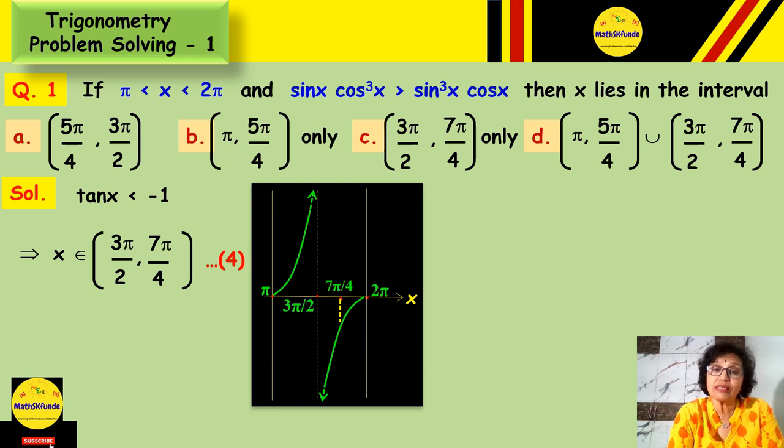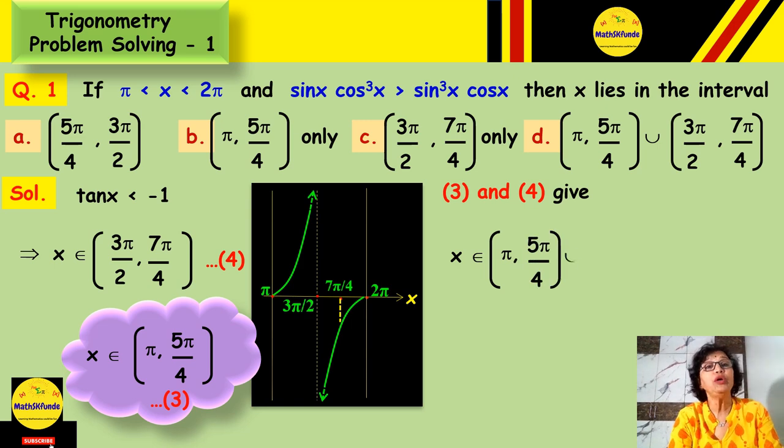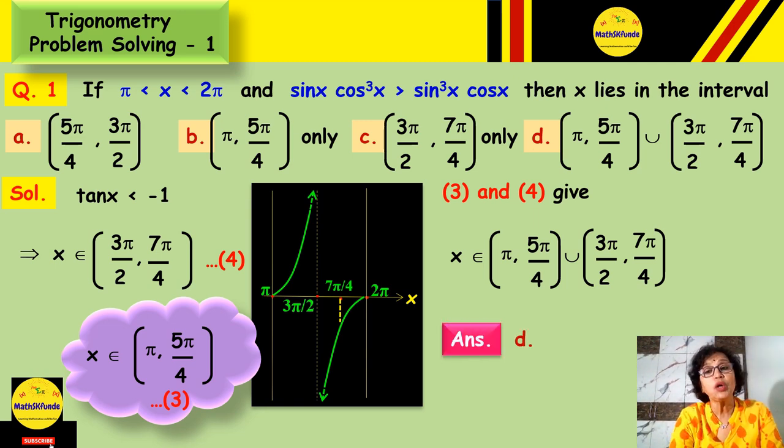And now what is my next task? It should be that I should be able to join those two intervals, and if I'm joining those two intervals, they will have to be joined only with help of union. So x belongs to pi comma 5 pi by 4, union 3 pi by 2 comma 7 pi by 4. And that is your option D. So correct answer is D.